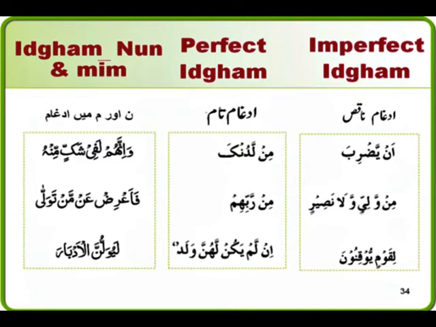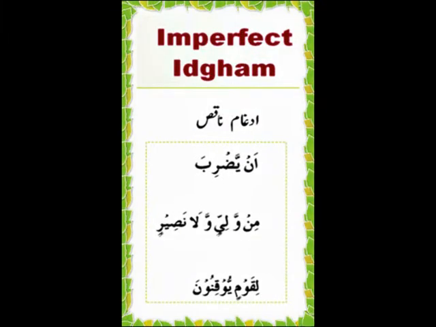In this slide, we have an overview of all the three types of idgham that we just learned in the previous lessons. Now this will help differentiate between all the three examples of idgham that we have learned, and I will also make some common mistakes and other things clear. Now the first thing, or the first type of idgham that we learned, which is the first column on the right, imperfect idgham, which is called idgham-e-naqis.